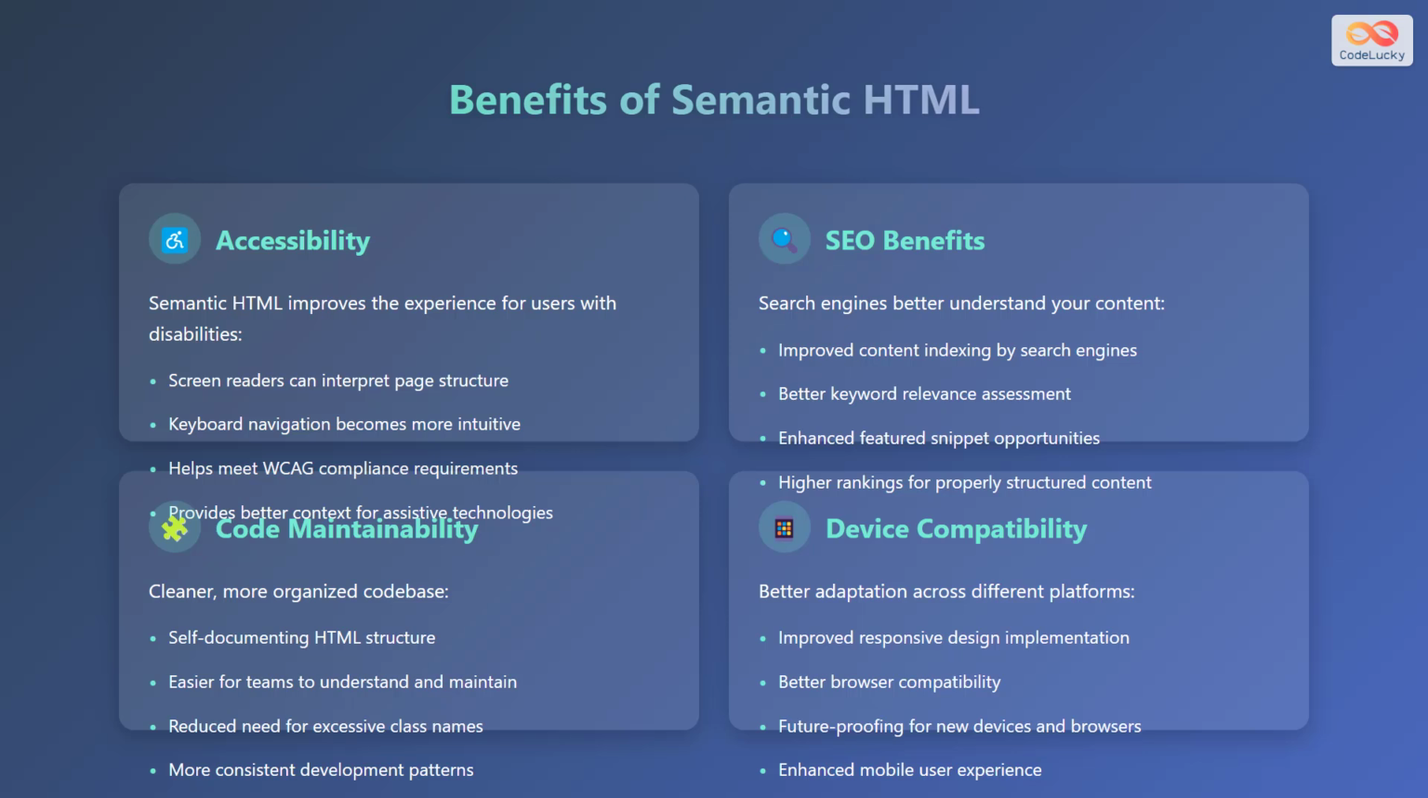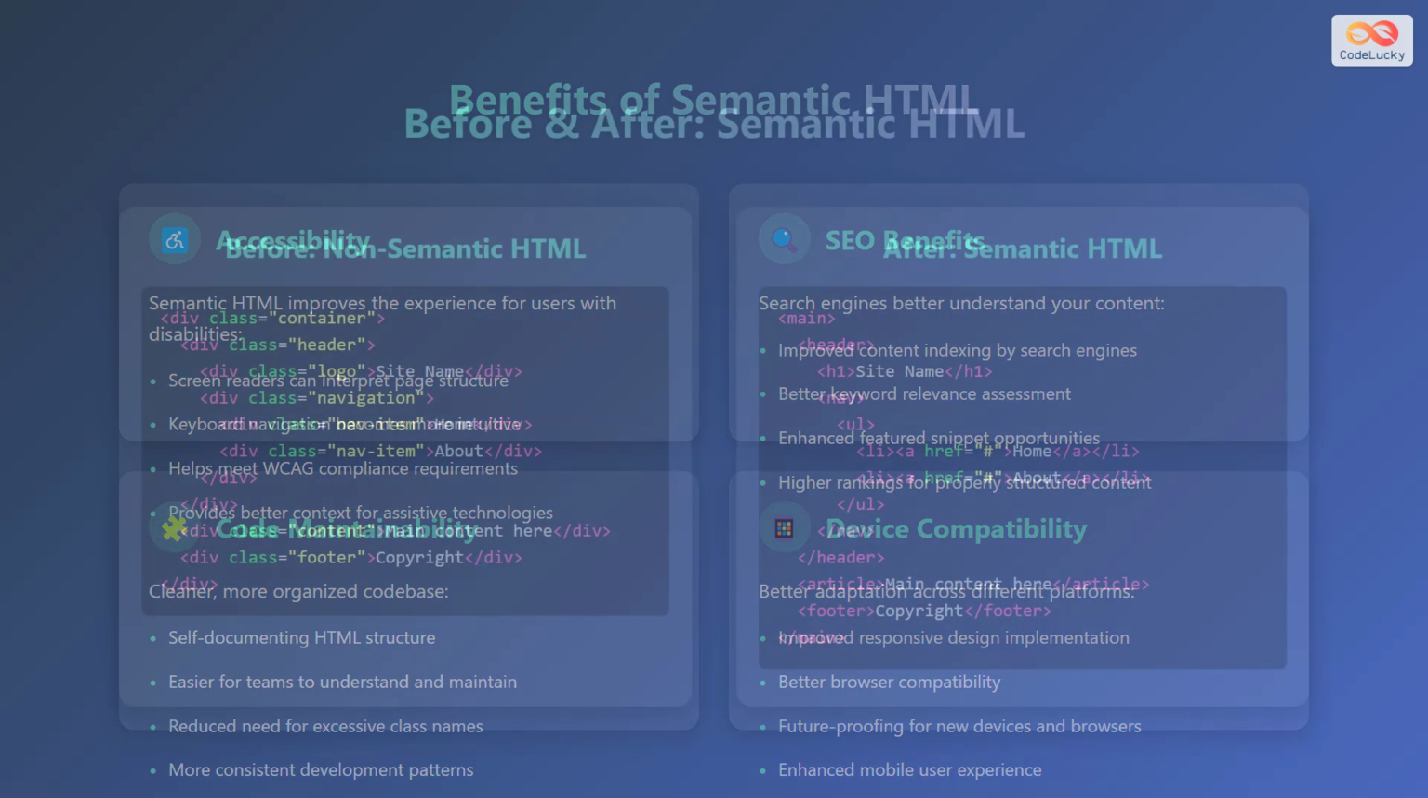Semantic HTML leads to a cleaner, more organized codebase. Self-documenting HTML structure is easier for teams to understand and maintain, reduces the need for excessive class names, and promotes consistent development patterns. Finally, semantic HTML ensures better adaptation across different platforms, improving responsive design implementation, browser compatibility, and future-proofing for new devices and browsers, and also enhances the mobile user experience.